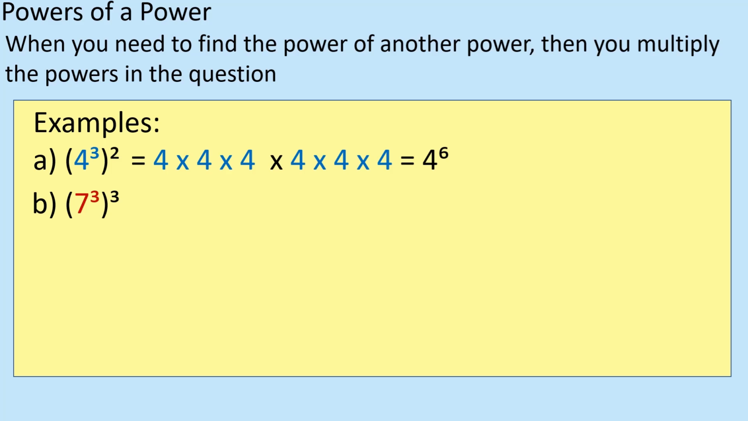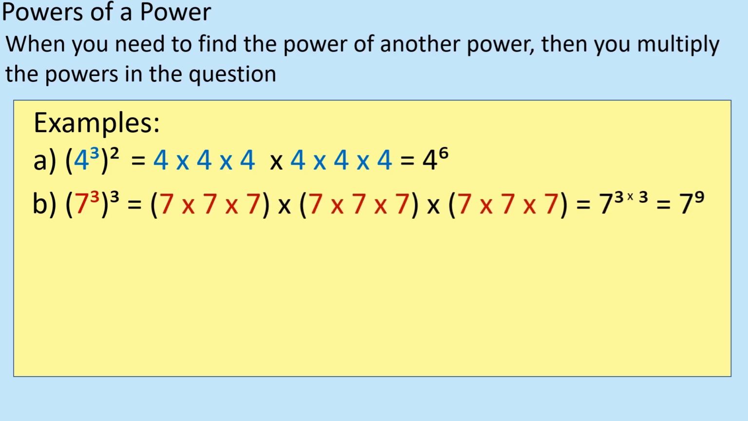So 7 cubed cubed, that's going to be 7 to the 9, again 3 times 3, but of course it gives you an illustration there as to why, because I've got 3 lots of 7 cubed. So 9. Making it quicker now, 2 times 4 to the 3, it's going to be 2 times 4 times 3, which is 2 to the 12.